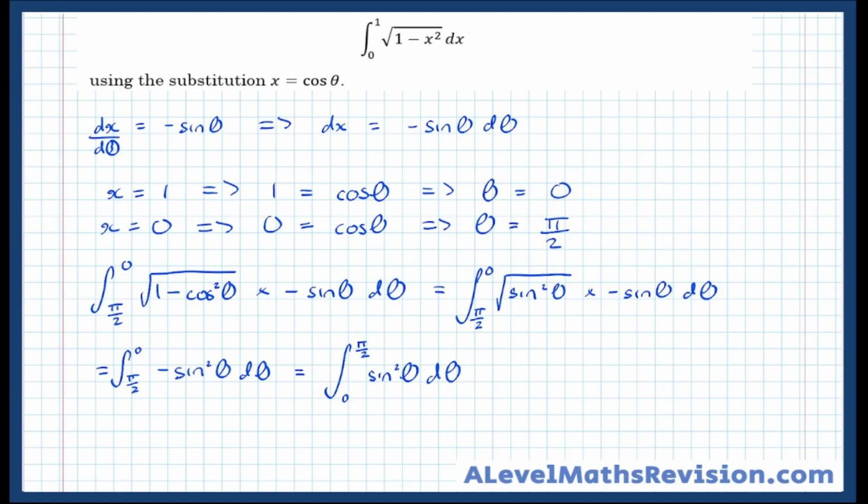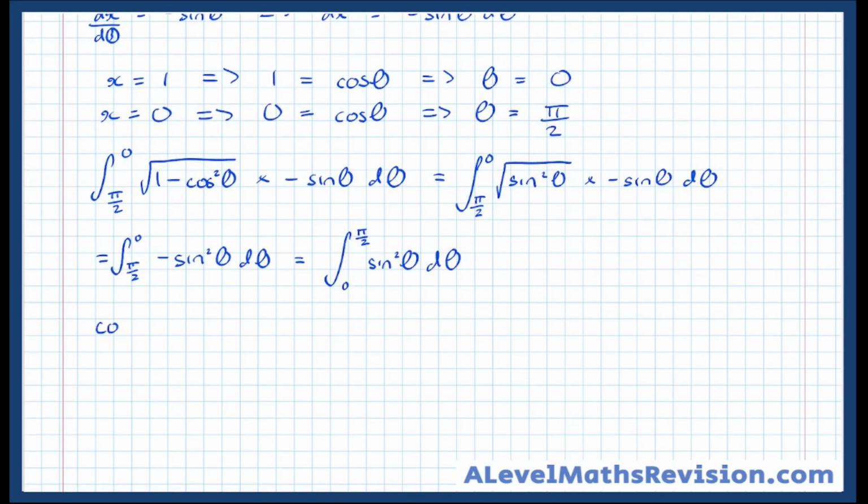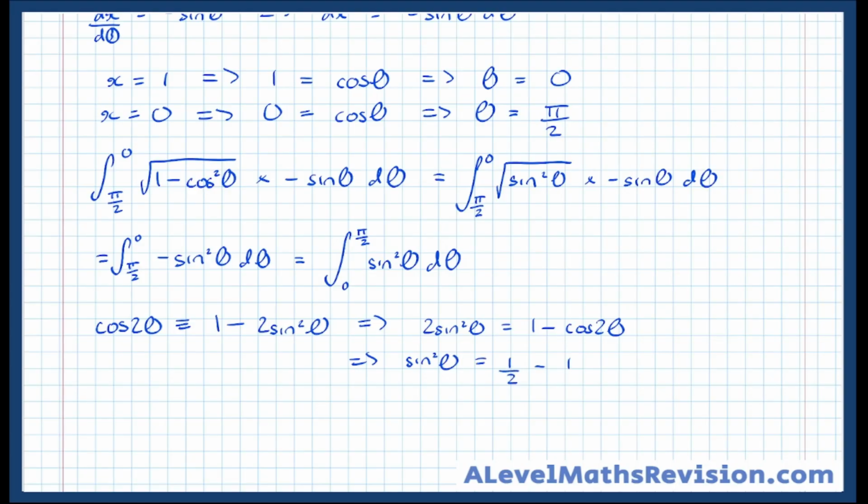So remember, to integrate sine squared of theta, what we need to do is expand cos of 2 theta, which we know is identical to 1 minus 2 sine squared theta, leaving 2 sine squared theta equals 1 minus cos of 2 theta, which then becomes sine squared theta equals 1/2 minus 1/2 cos of 2 theta, just like that.